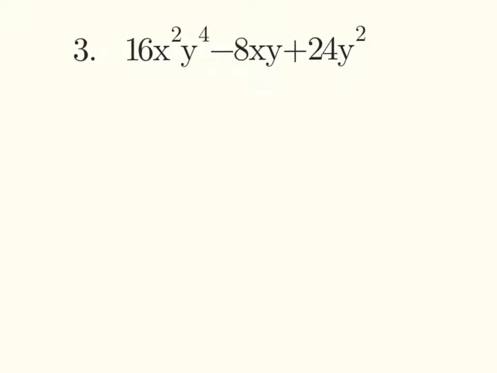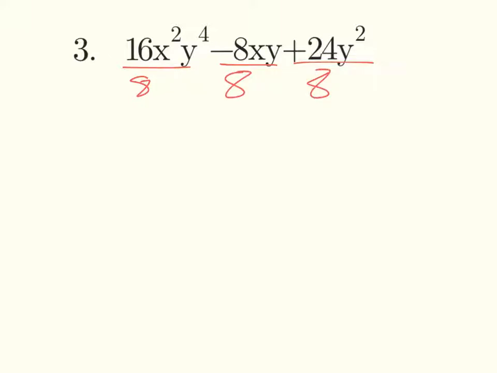In our third example, this is where it's getting a little harder. I have both x's and y's here. What divides out of all of those? Let's think, 16, 8, and 24. They're all divisible by 8. So we're going to divide by 8.